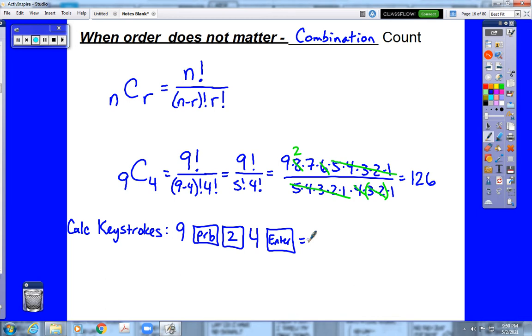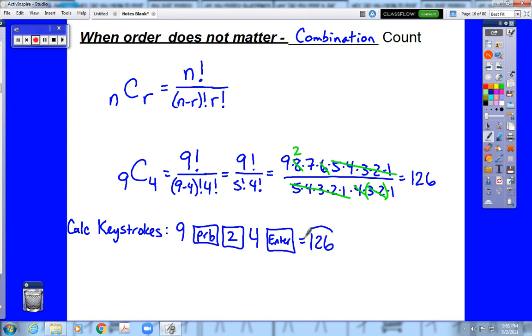Make sure that you understand how to use your calculator to carry out these calculations. Again, you should get 126, the same answer we got by doing it longhand. Your screen, when you hit enter, should read 9 NCR 4.